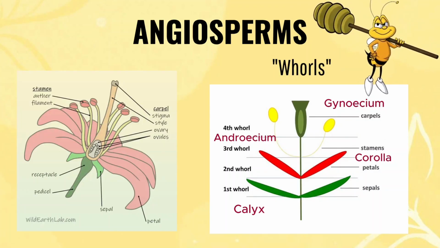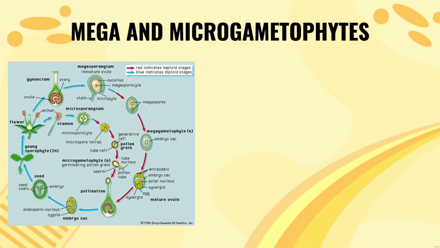Wow, that's a lot of parts. Us bees have to work through all of the layers to get to that sweet nectar. When we do that, some of the pollen from the anther gets stuck to us, and we can deliver that pollen to the stigma. Exactly.